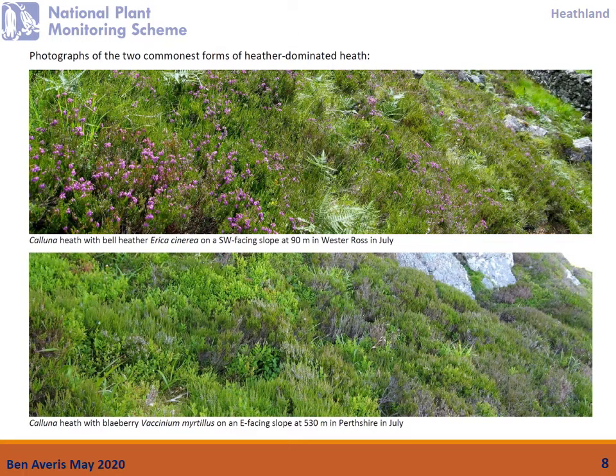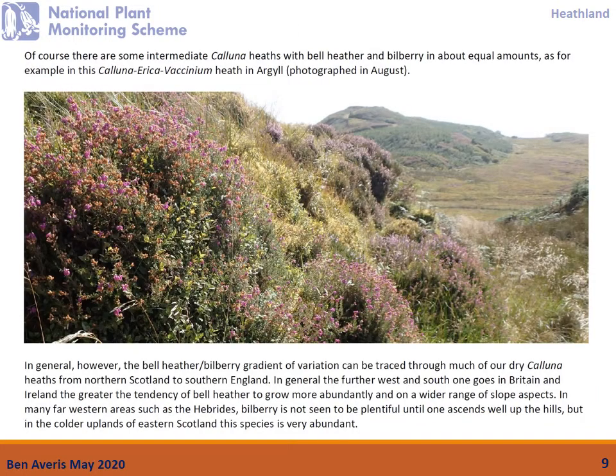Here's some photos. Top photograph is heather with quite a bit of bell heather growing in it. That's on a relatively sunny southwest facing slope, quite low down in the West Highlands. And the other one is in a cooler sort of place, higher up in Perthshire on a slope facing east. Not quite such a sunny sort of aspect. And not surprisingly, there's a lot of blaeberry growing in with the heather, and I can't see any bell heather in there. And you can get some in between.